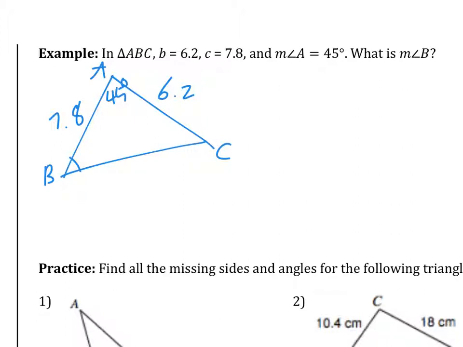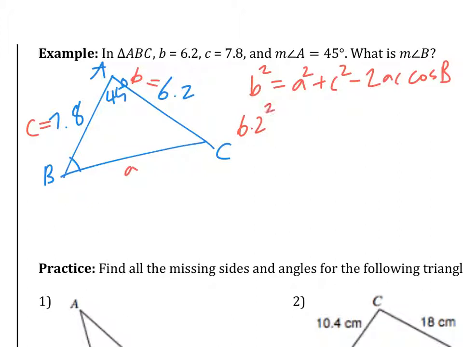Okay, so let me just label the sides first. This is C, this is B, this is A. Okay, so we want angle B, then we use side B. So that means we're going to use B squared equals A squared plus C squared minus 2AC cosine B. So if you want side B, you use the B formula. If you want angle B, you still use the B formula, okay? So you kind of link it together like that. All right, what is side B?